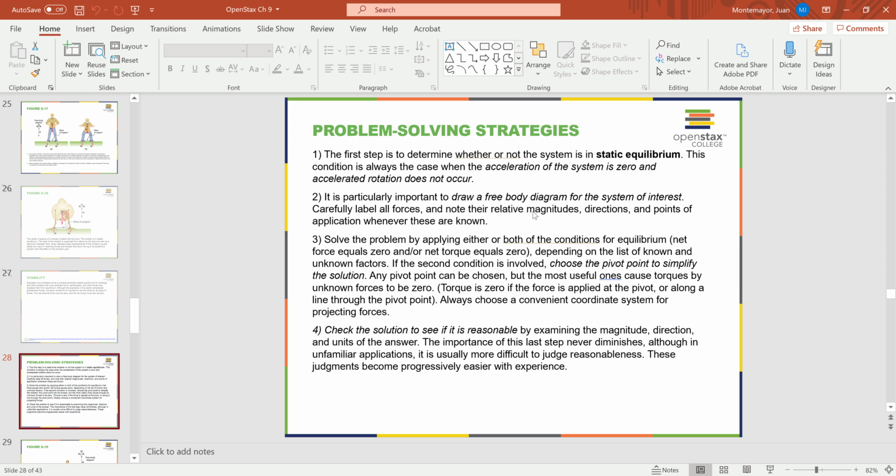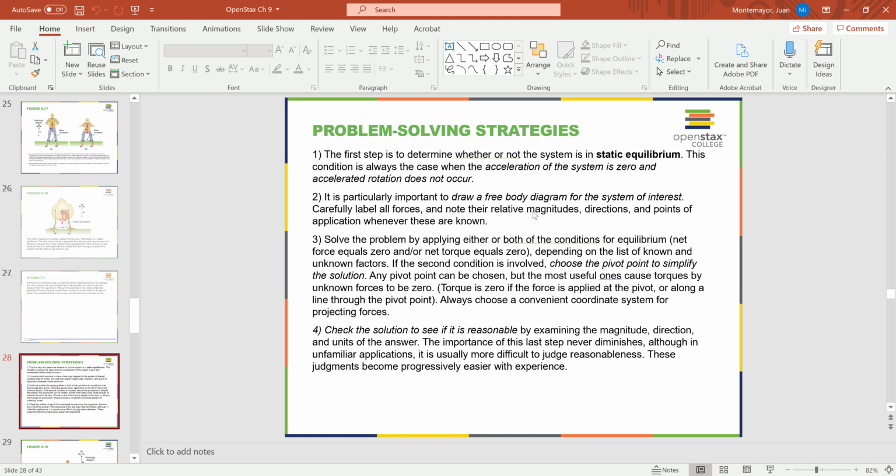It is peculiarly important to draw a free body diagram for the system of interest. Carefully label all forces and note their relative magnitudes, directions, and points of application whenever these are shown. Remember, the point of application is important here for torque. The third thing you should do is solve the problem by applying either or both of the conditions for equilibrium.